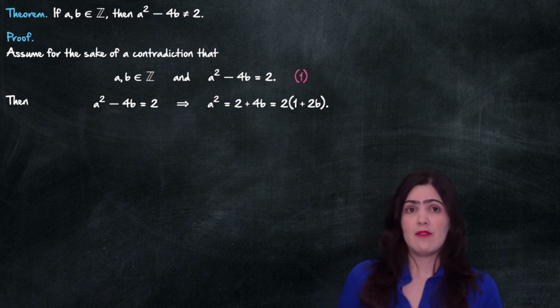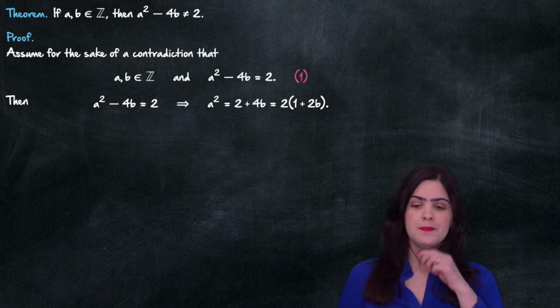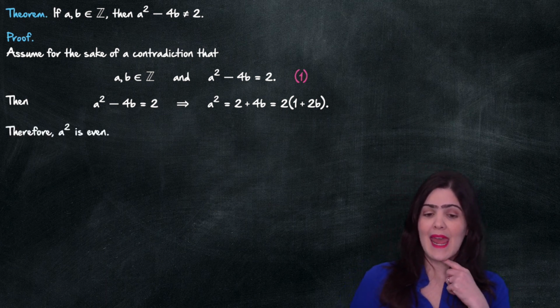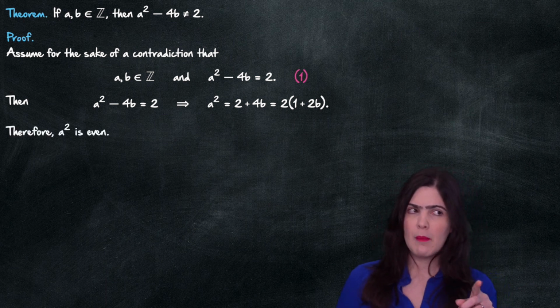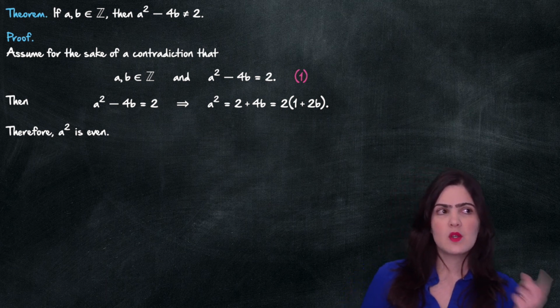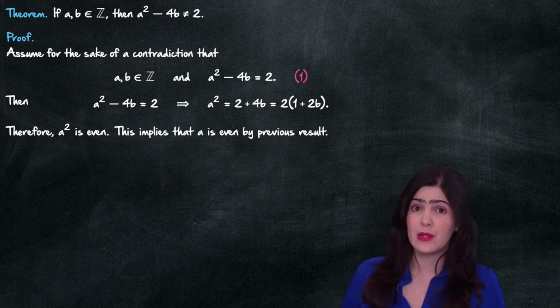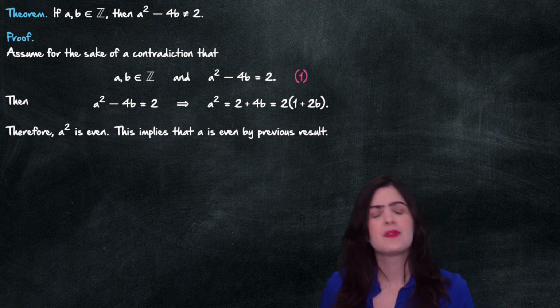But I can take two common factors, so I end up with 2 times 1 plus 2b. That tells me that a squared is even. But remember that we showed that if n squared is even, then n is even. So in this case, I conclude that a is even by previous results that we already proved.